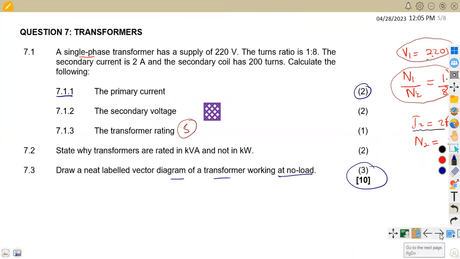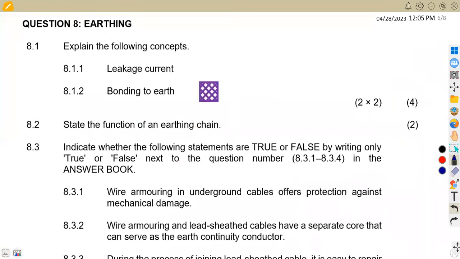All right, let's check question 8. On question number 8, we are asked to explain the following concepts on earthing. The first part, 8.1.1, is leaking current. What do you understand by the term leaking current?